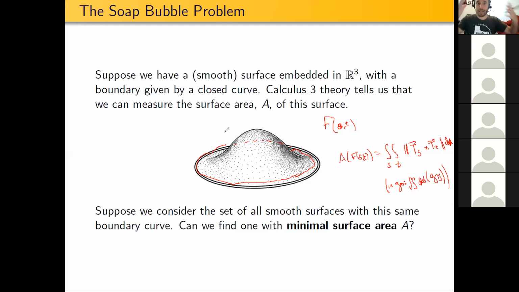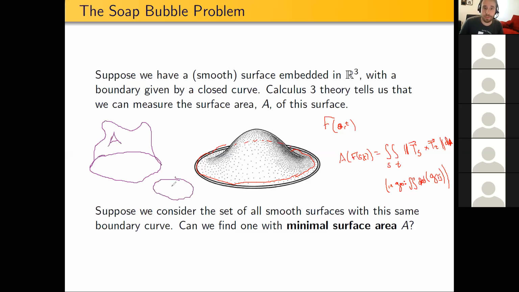Now, let's take a step back and not look at this particular surface, but imagine this abstract space that is the set of all smooth surfaces with the same boundary curve. So every object that I'm looking at has this circle as its boundary curve, and I can take all of these different surfaces that emerge from there, and I can measure each of their areas, A. Can we find one with minimal surface area? Out of all of these surfaces, can we construct one that has minimal surface area?